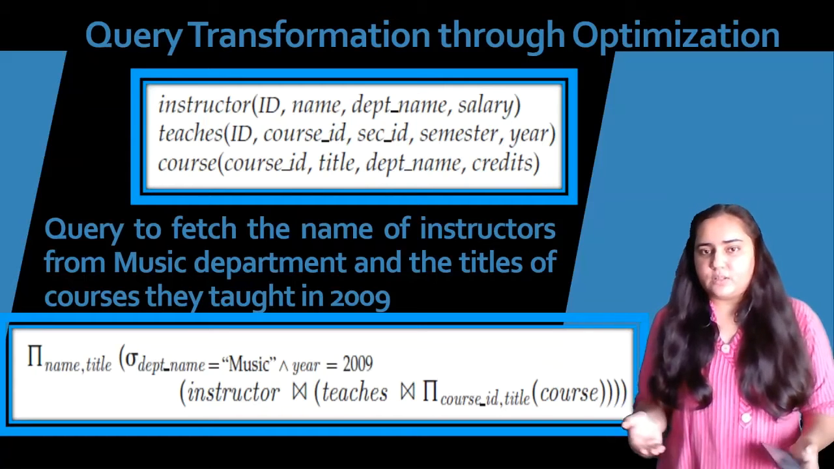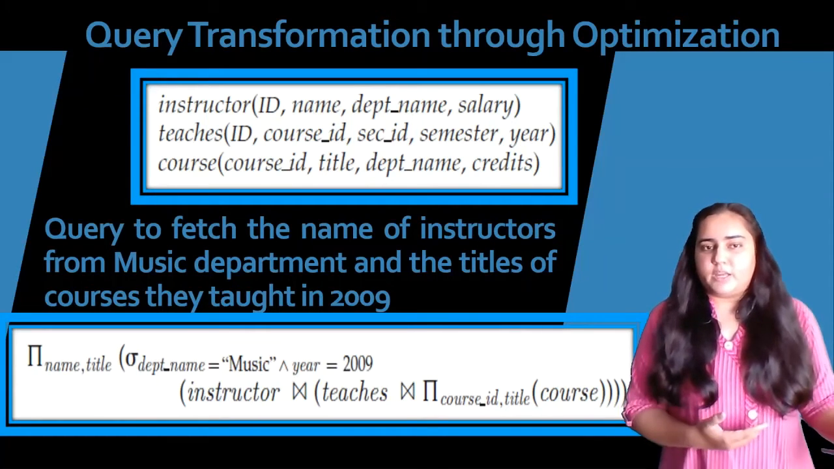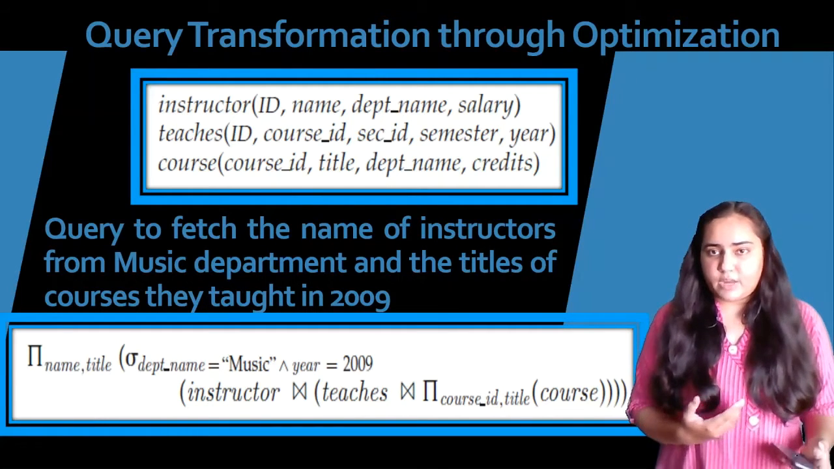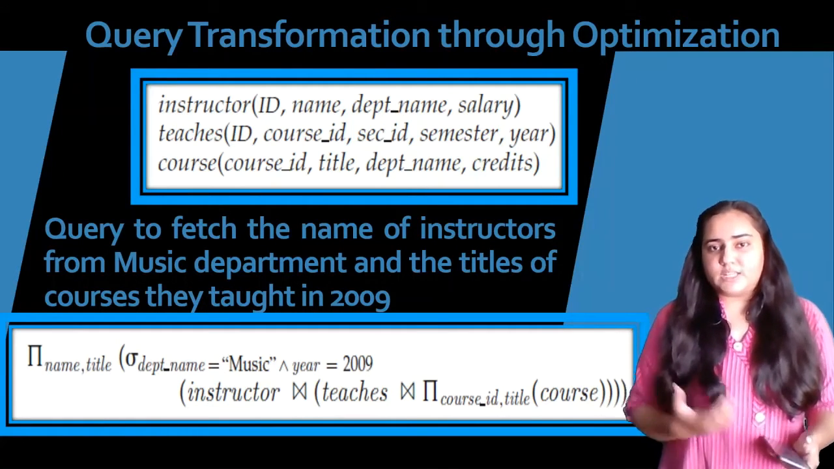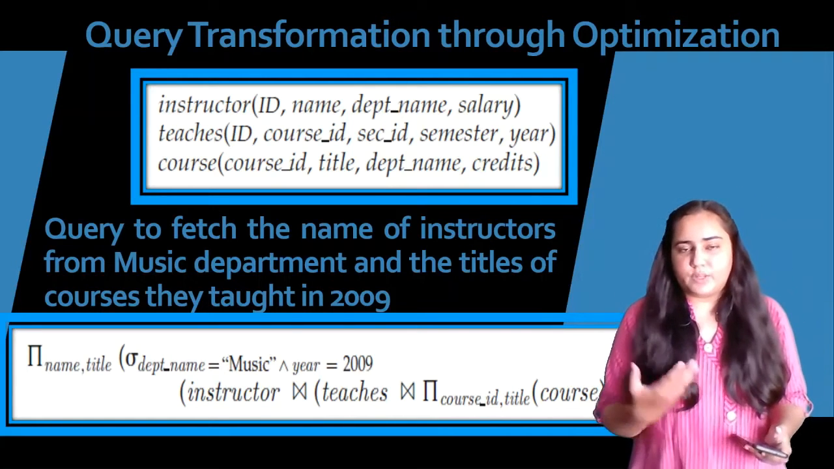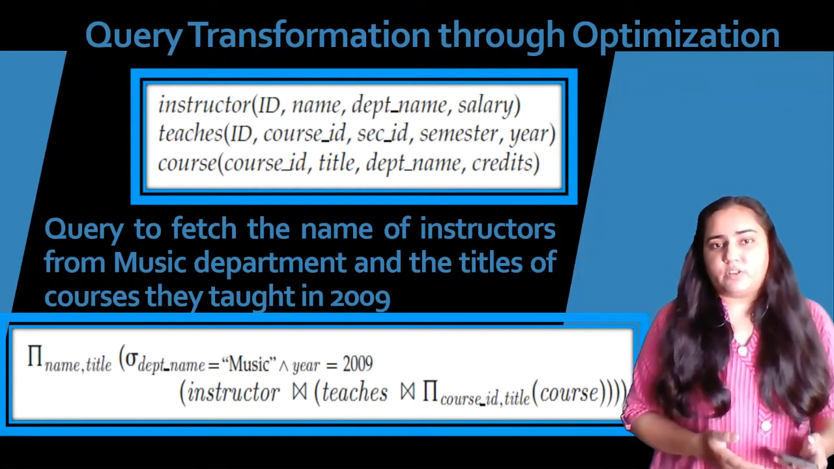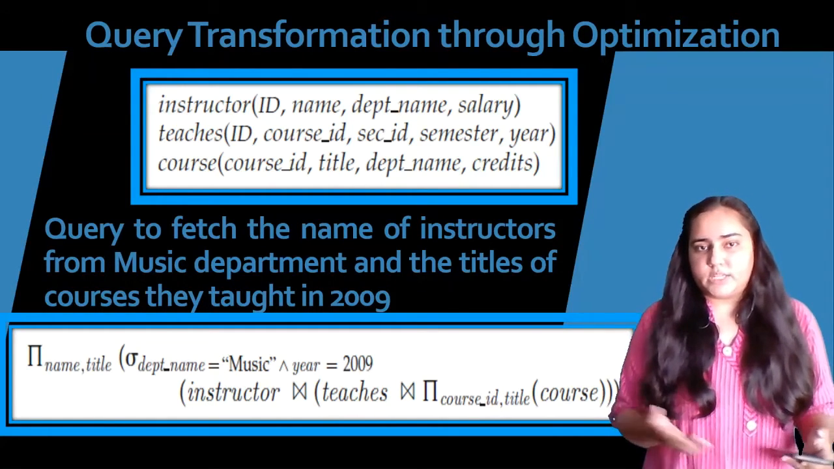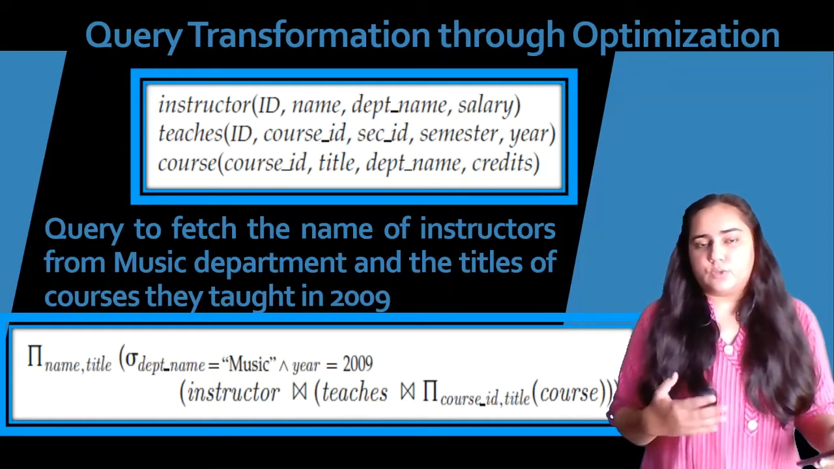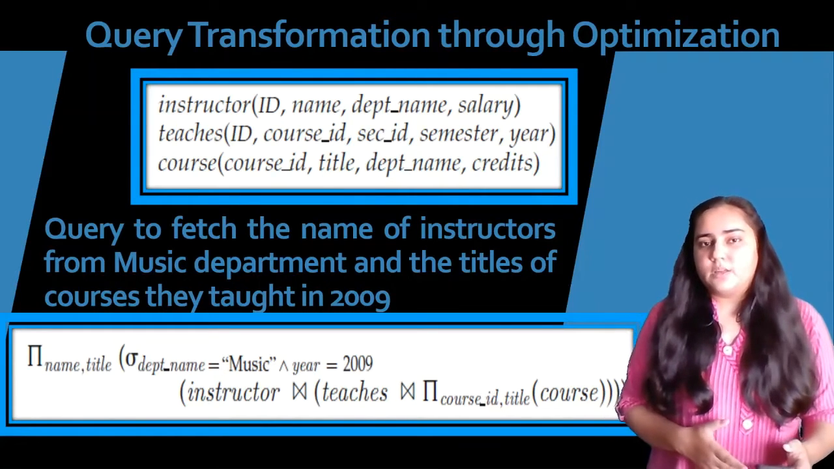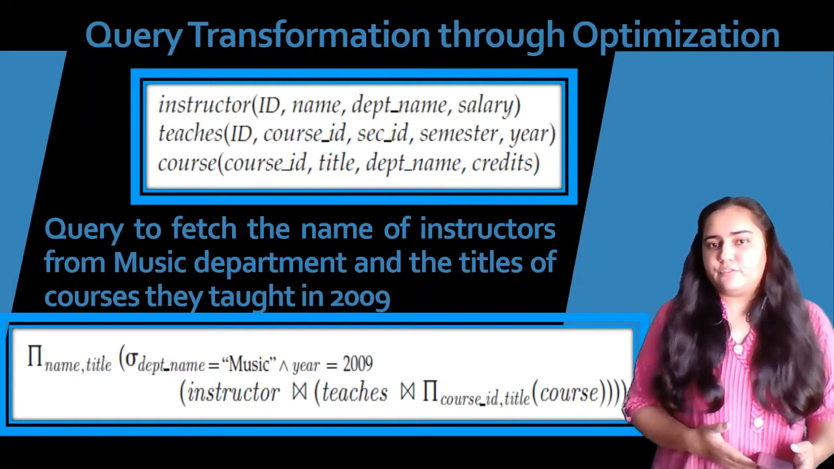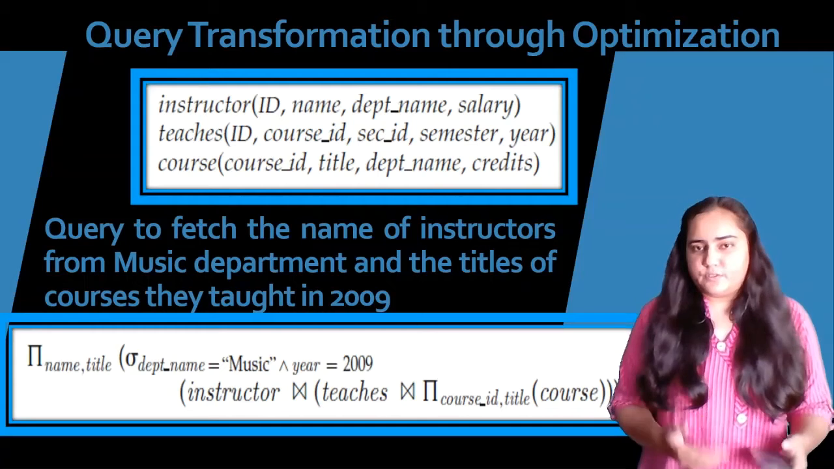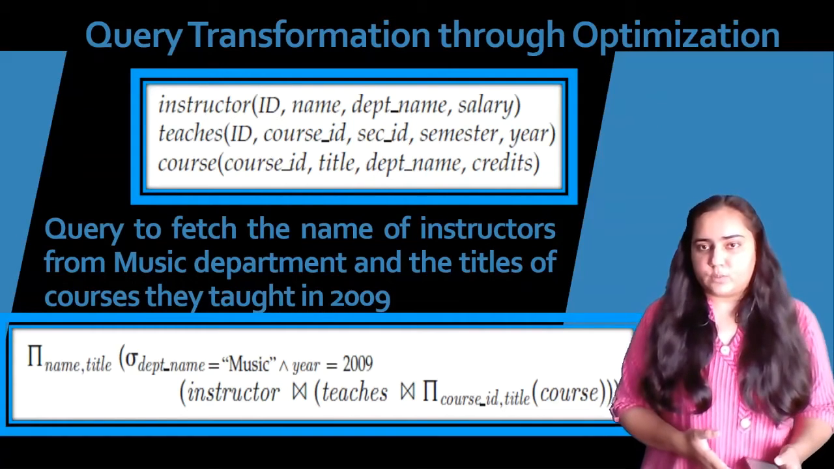And after fetching all this data, I'm applying the project operation. The project operation is where I can finally get the resulting columns that I require. In this case, the resulting columns that I require are names of instructors and the titles of the courses. So those 2 columns I have kept. This is, I would say, a fairly simple query. Now using this query, we are going to optimize it and transform it using all those 12 rules that we studied before.